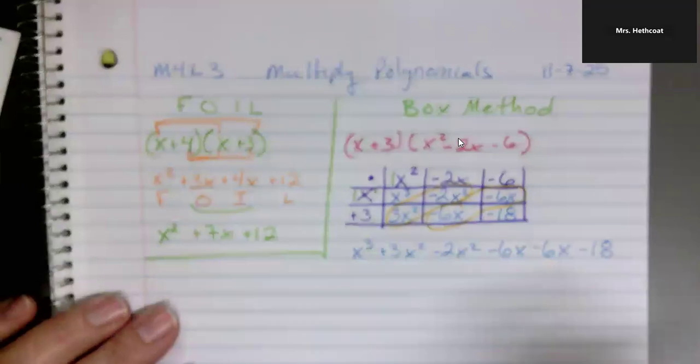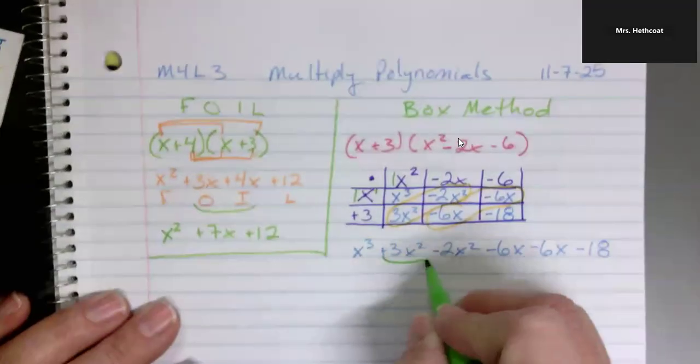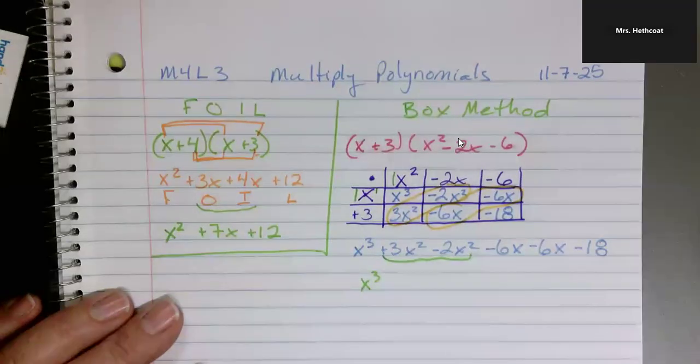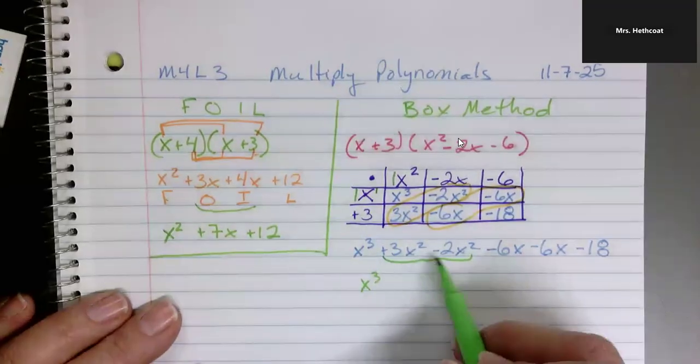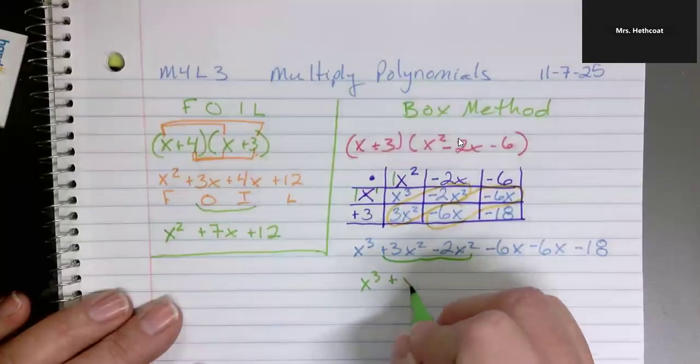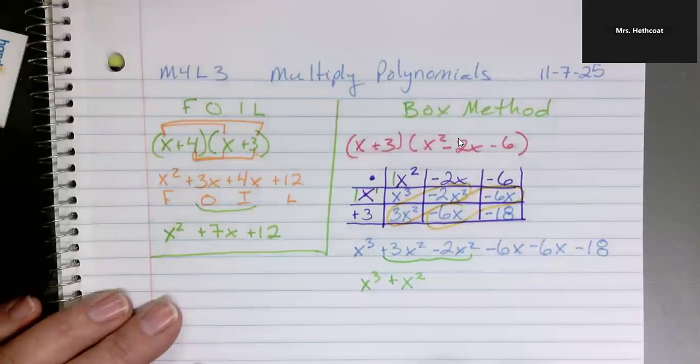From there, we need to combine our like terms. So the x cubed has no like terms. He's all by himself. But then 3x squared minus 2x squared equals a positive 1x squared. You can write the 1 or not put the coefficient 1, doesn't matter.